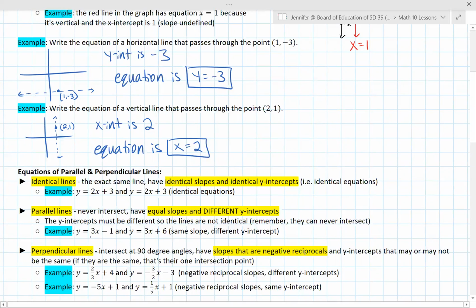So you can identify parallel lines quite easily if you're given equations of the lines in slope-intercept form, because you can check, like in this example, they have the same slope of 3 and different y-intercepts. So that means that these are parallel lines.